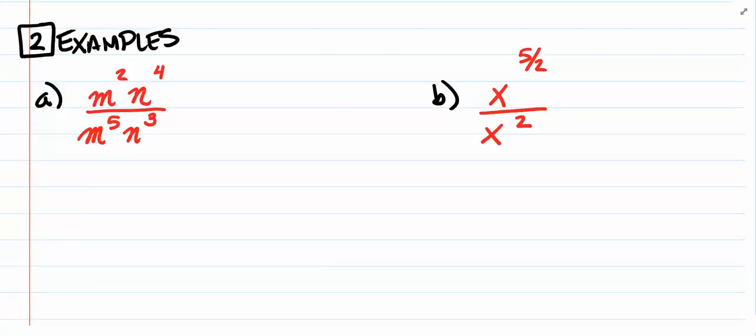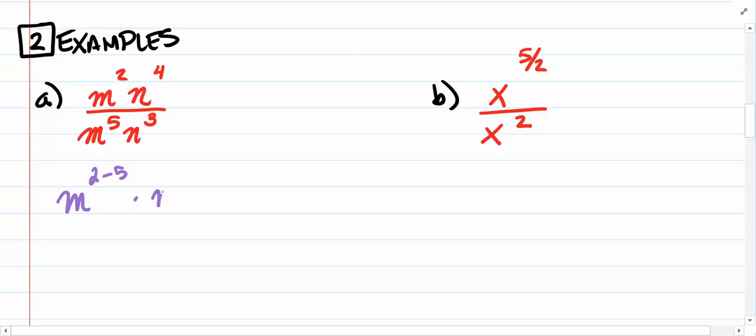Let's do 2 examples together in box number 2. Example A says m squared n to the 4th over m to the 5th n to the 3rd. So what we want to do is write this as m to the power of 2 minus 5 multiplied by n to the power of 4 minus 3. It's always the numerator subtracted from the denominator. Well, 2 minus 5 is negative 3. So that gives me m to the negative 3.